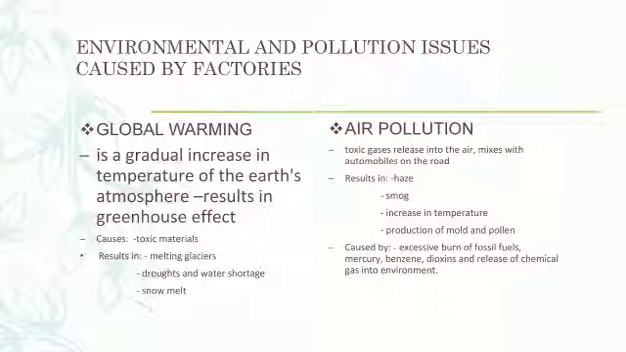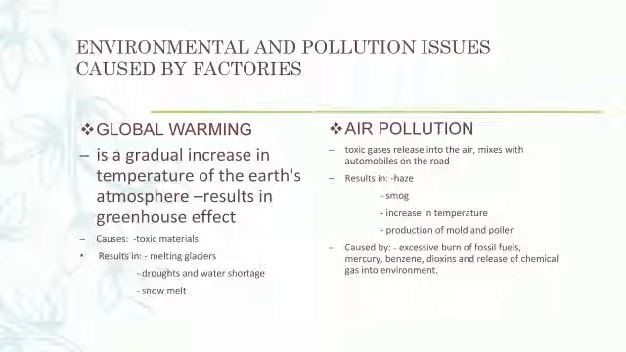The first issue is global warming. Global warming is a gradual increase in the temperature of the Earth's atmosphere, and this results in the greenhouse effect. This global warming is caused by toxic materials, and this results in melting glaciers, droughts and water shortage, and also snow melt.